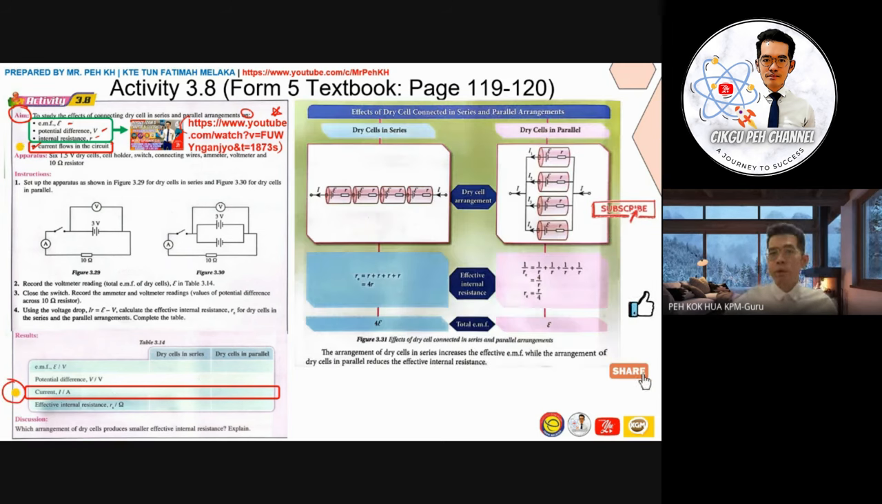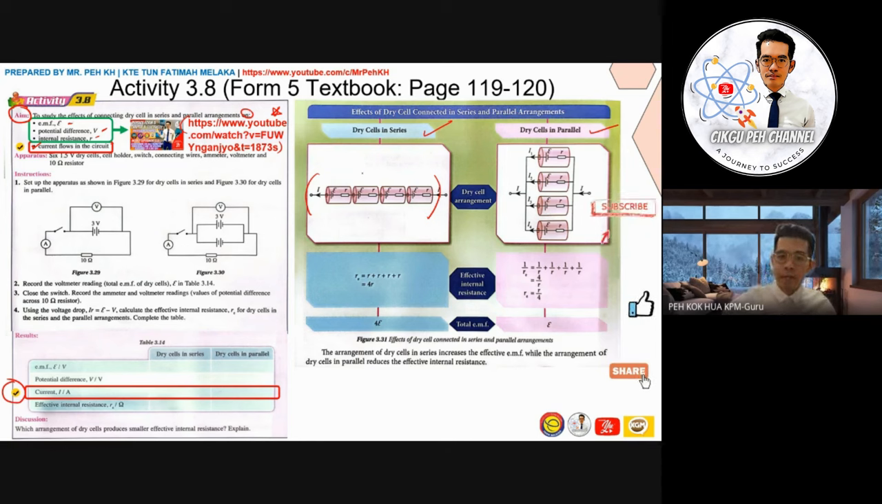In your textbook, you already have some basic knowledge regarding the theory on the effect of dry cells connected in series and parallel arrangement. From this figure, you can see the dry cells are arranged in two different ways. This is how we arrange dry cells in series. That means the dry cells are connected to one another end to end, so there will be only one path in the circuit here.